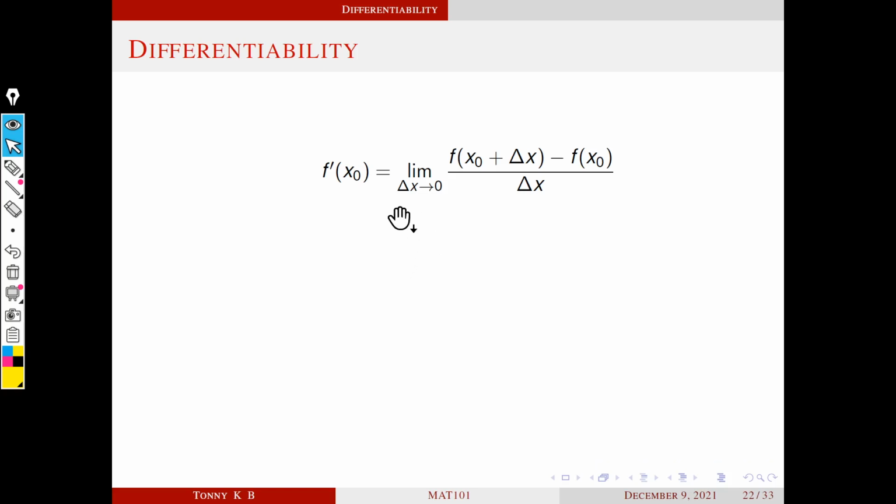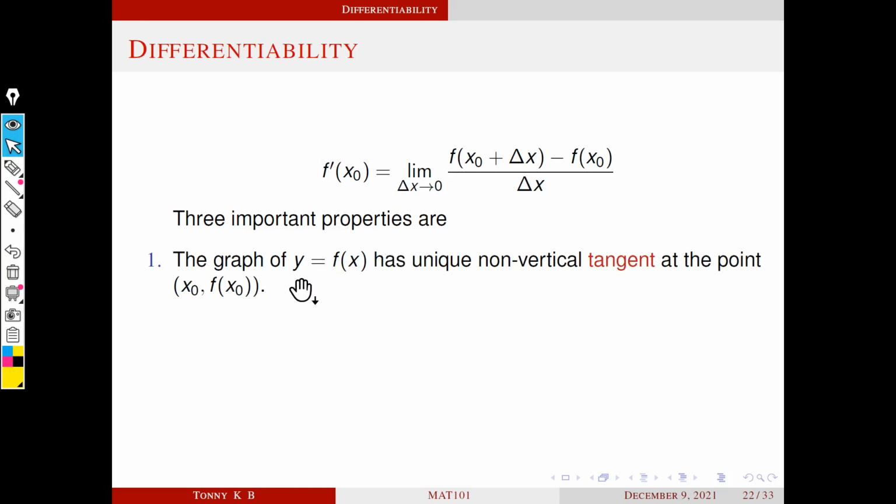Okay, let's start. We know that the derivative of a function at a particular point x0 is given by this formula: limit delta x tending to 0, f of x0 plus delta x minus f of x0 by delta x. If this limit exists, then we say that the derivative exists at x0 and it is denoted by f dash of x0. And this f dash of x0 has three important properties.